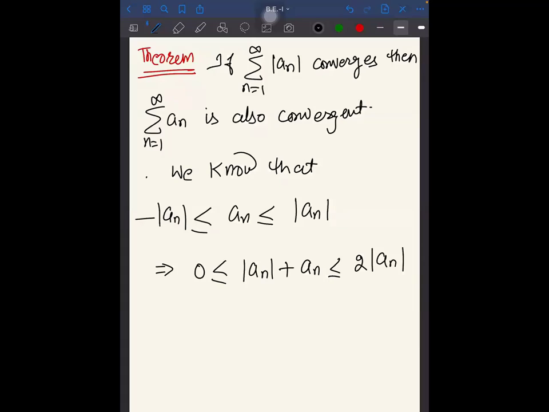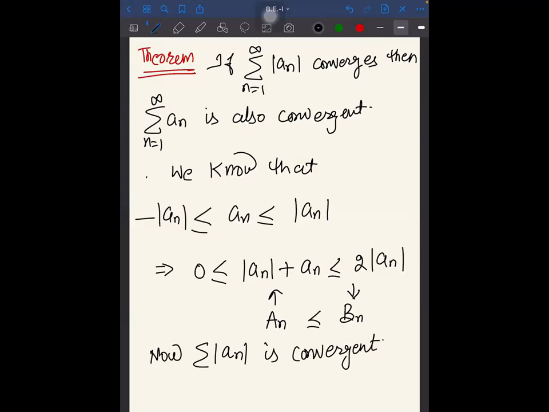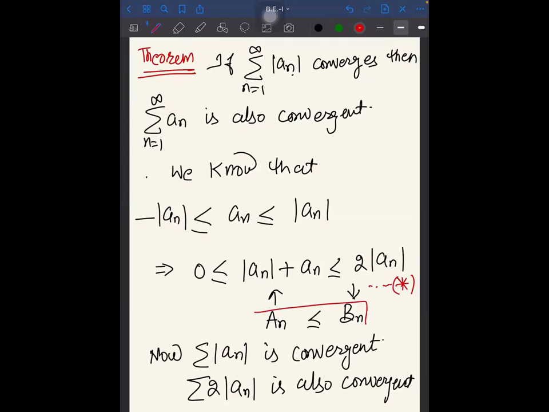Now you think this is an and this is bn, right? Now summation mod an is convergent. Why? It's because it's given. Given है, ठीक है. So 2 times summation mod an is also convergent, right? So if you consider this star, and you think this is a kind of comparison test, so if this is convergent, so this part is also convergent, right?